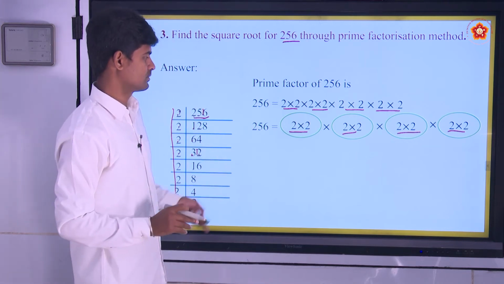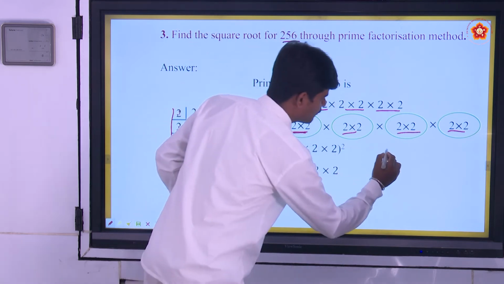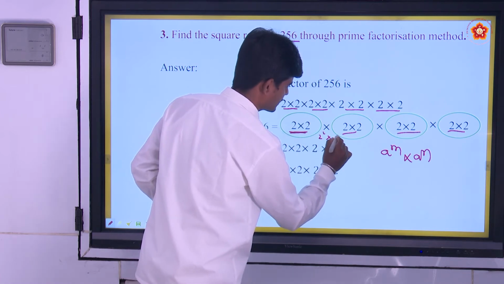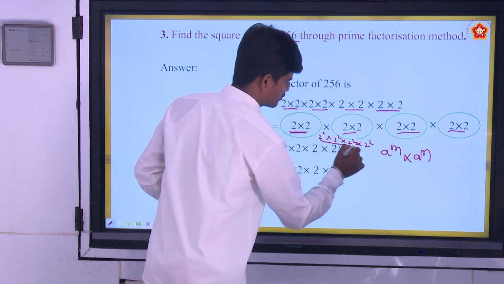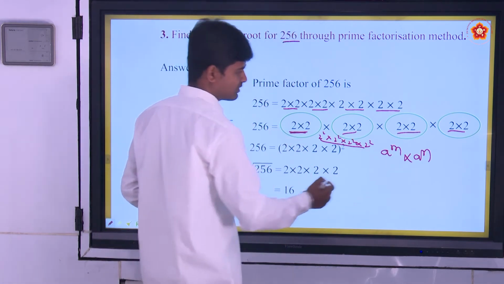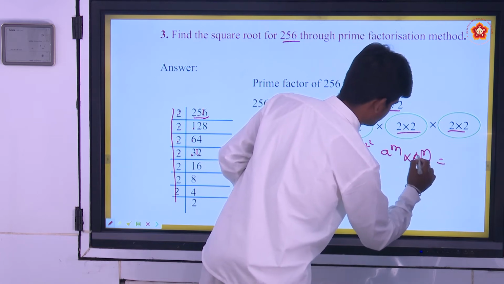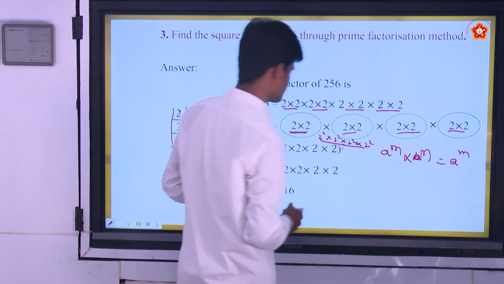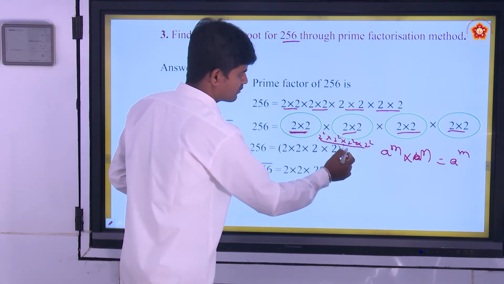Next, 256 can be written in the form of a power m into a power n, because it is 2 square into 2 square into 2 square into 2 square. Now a power m into b power m, where the powers are the same, is equal to (ab) power m. So we write 2 into 2 into 2 into 2, bracket, whole power 2.